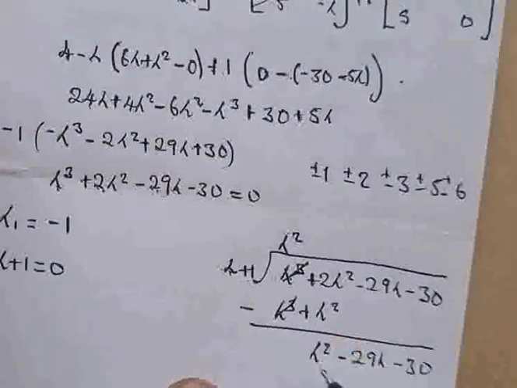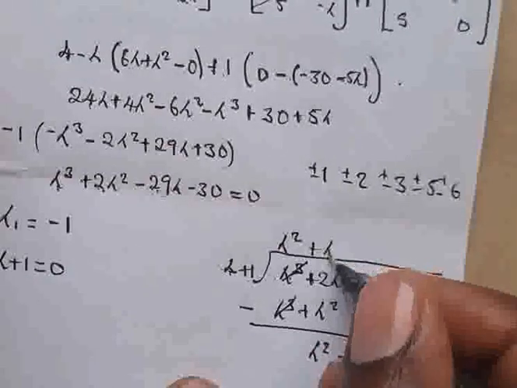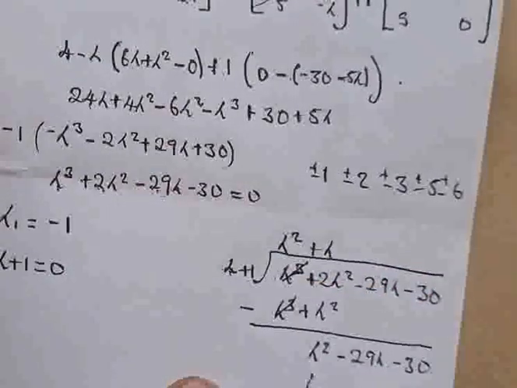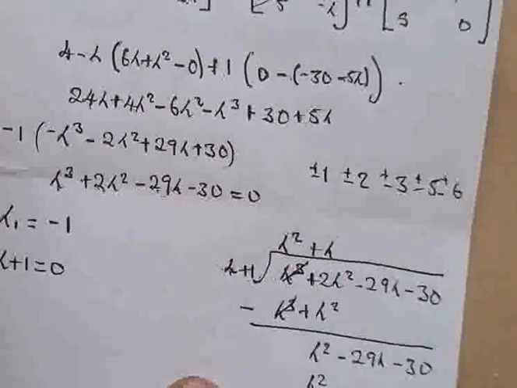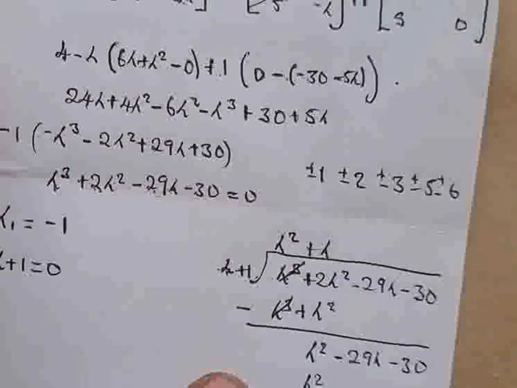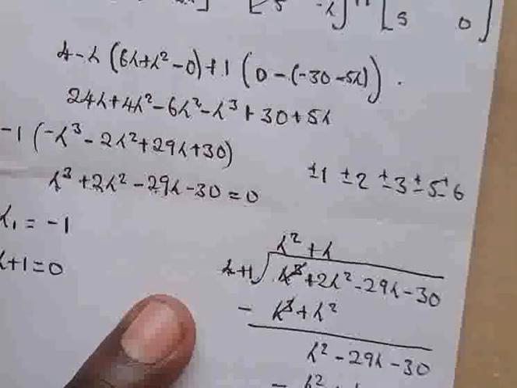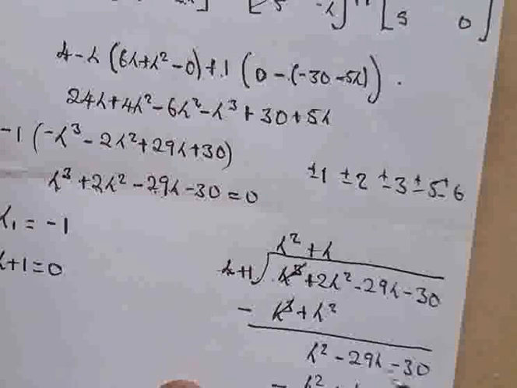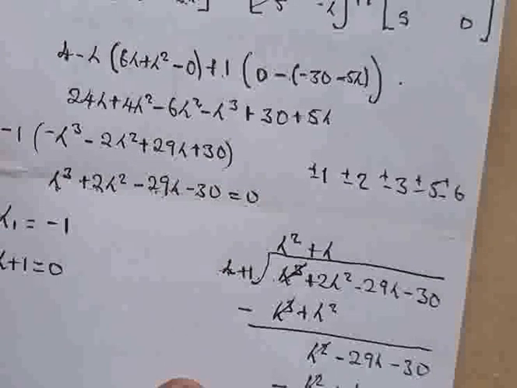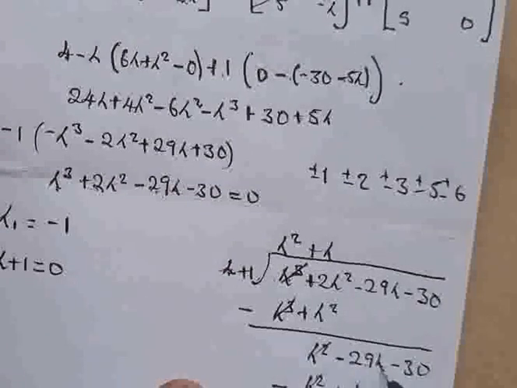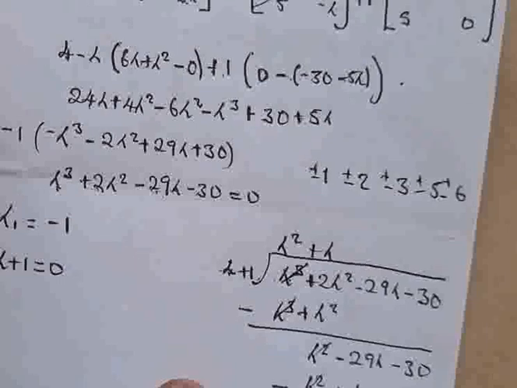Okay, lambda into lambda squared, it's lambda. Lambda times lambda, lambda squared. Lambda times 1, that is positive lambda. Then again, subtract, right? This one will give us 0. -29 lambda minus lambda is -30 lambda. Then we'll bring the remaining here, which is -30.